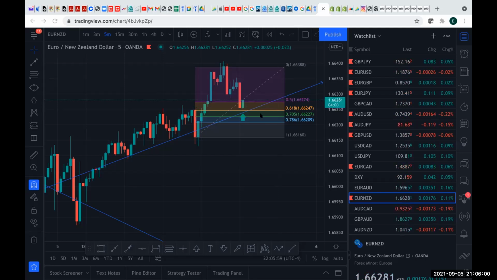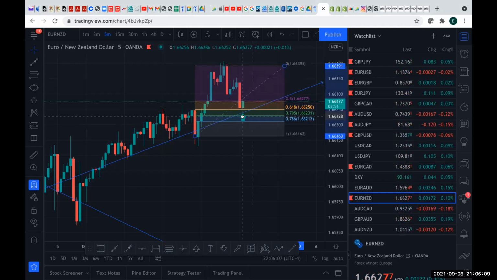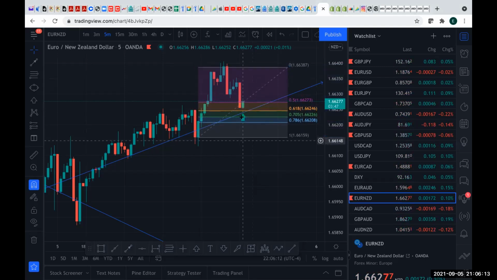So it came close to the 618, but it didn't break structure. So it may be gone. But again, that's putting the Fibonacci to work, and you guys can see that it definitely works. It didn't come all the way down to the entry point, but just look at what happened. The analysis is actually on point. It's actually perfect.